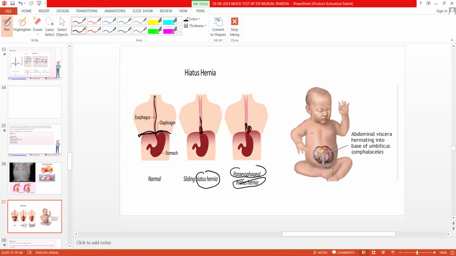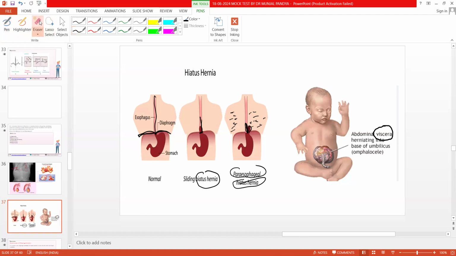Here you cannot see a fluid level, and you cannot auscultate anything. It's normal. Is that clear? And this is the omphalocele, abdominal viscera herniating into the base of the umbilicus. If it is intestine in gastroschisis, here it is viscera. The word is viscera, not intestine. Is that clear?